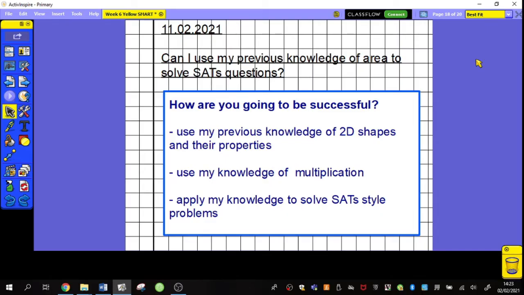Okay, we're going to be finishing this week, because I know you have an inset day tomorrow, so we're going to be finishing this week using our knowledge of multiplication and applying that to solving area. To be successful, you're going to use your previous knowledge of 2D shapes that you've learned in years 3, 4 and 5. You're going to use your knowledge of multiplication that we've been looking at this week, and you're going to apply that knowledge to solve problems.